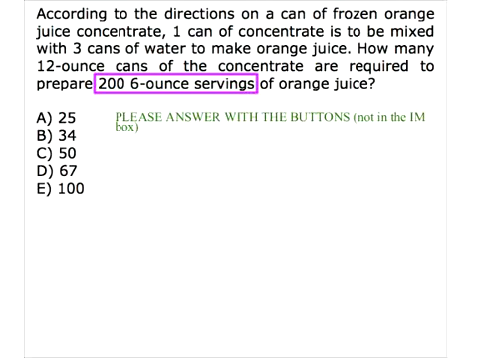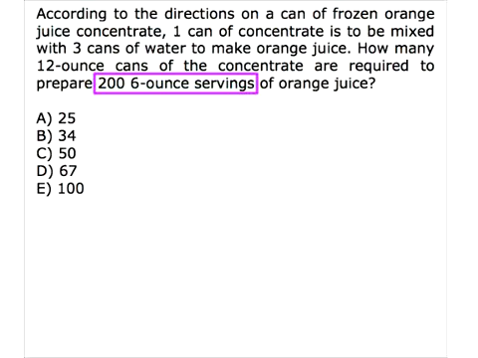Okay. So the quantity on the left of this problem is 1,200 ounces of orange juice. So we want to have 1,200 ounces of orange juice.